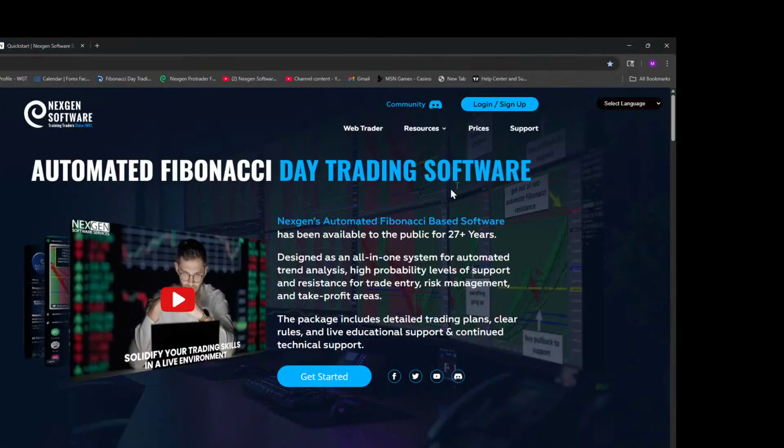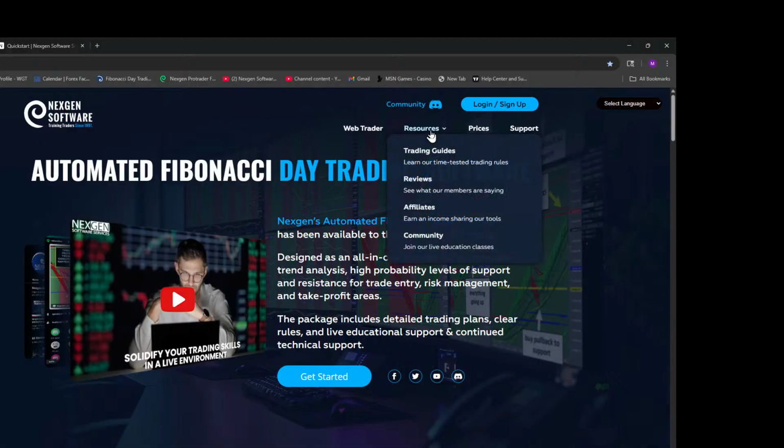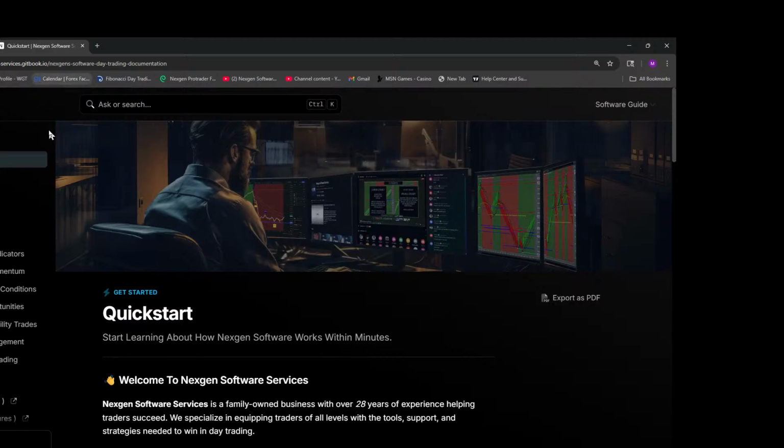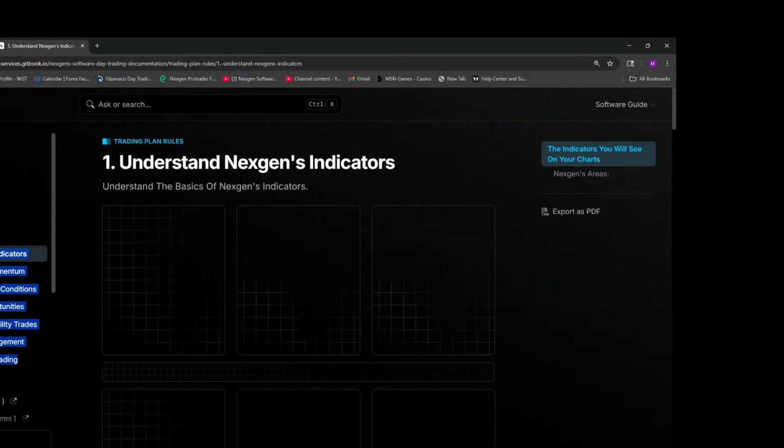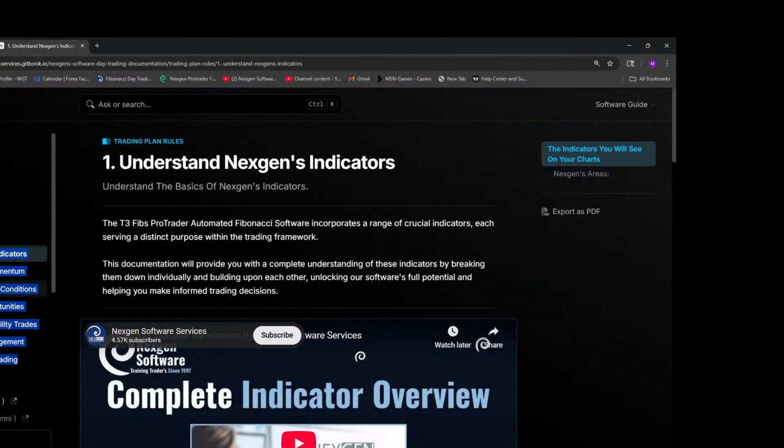Thank you, Gary. All the good stuff, guys, comes from the Nexgen page, specifically the trading guide and the trading plan rules. If you went through this and you just said, okay, here's the indicators I'm working with.